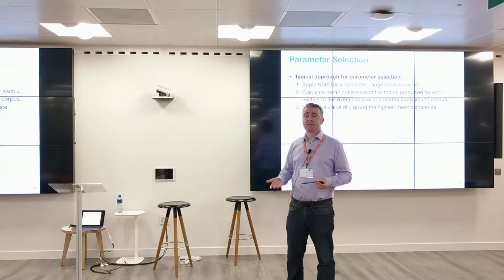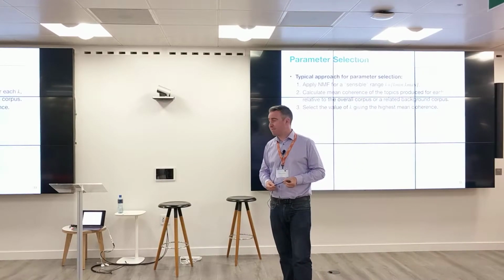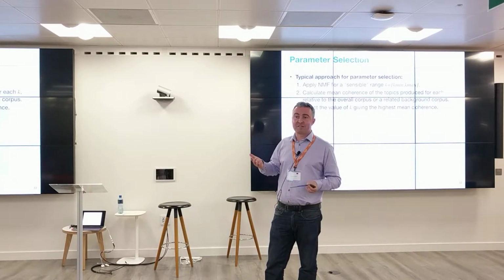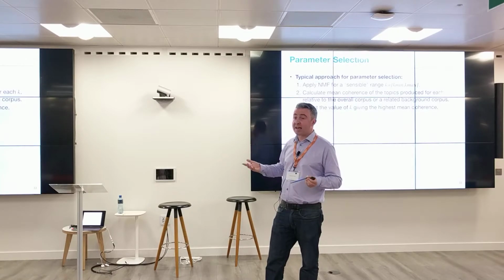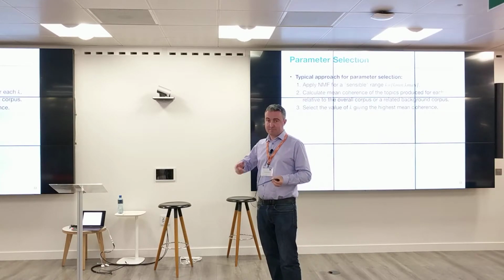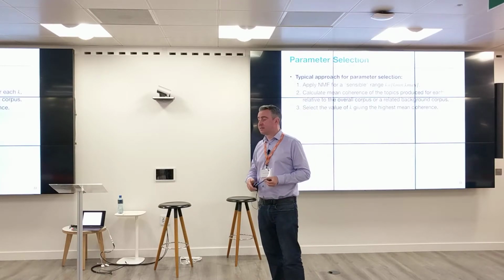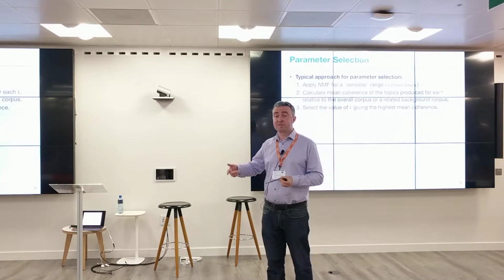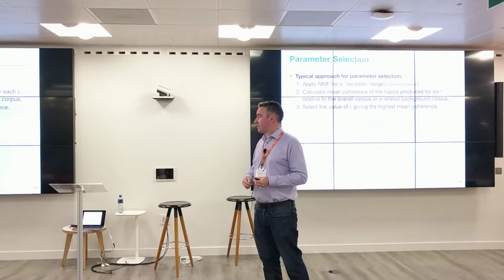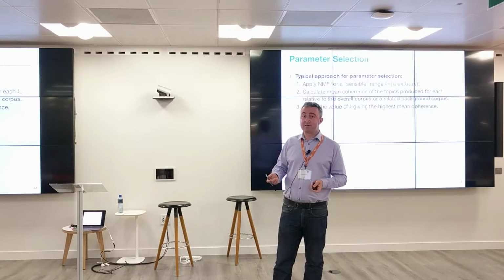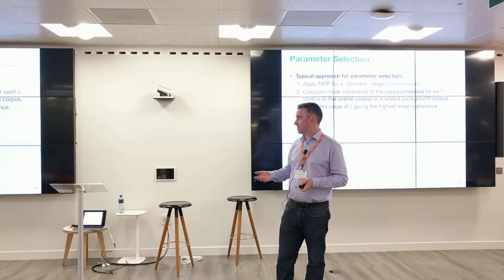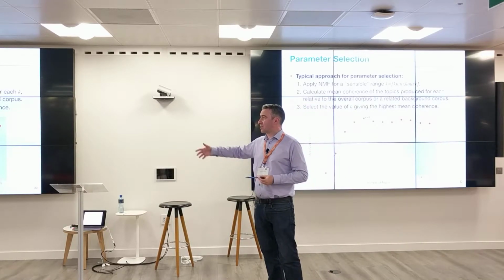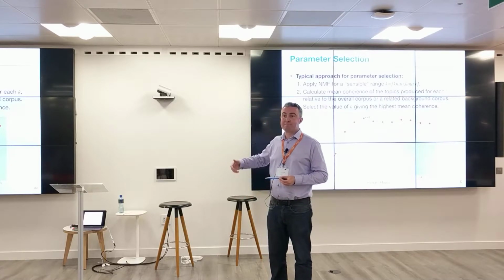So the typical parameter selection approach for NMF might be something like this. You have to initially suggest what you might say is a sensible range, a guess for the value of k in a range of k min to k max. You calculate the mean coherence of the topics for each of those values of k, and then you select the k value that gives you the highest mean coherence. So you plot effectively something like this and try and find the point at which you get this maximum coherence.